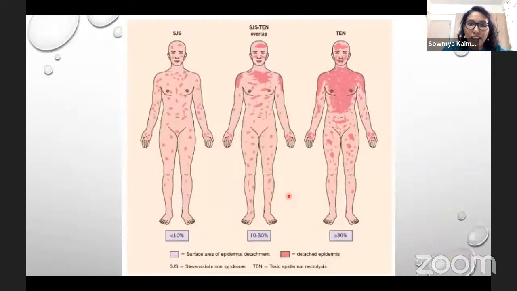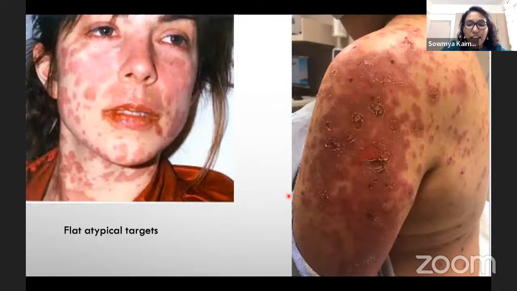So coming to SJS and TEN. You can see here that the lesions have a tendency to form targets, especially here. You can see those round bullseye kind of lesions, and the same lesions becoming larger with much more necrosis in the center and then coalescing to form sheets of necrosis. These are the hallmark lesions of SJS-TEN. They are what is known as flat atypical targets. So unlike your EMF targets, these tend to be flat, and these will not be typical targets.